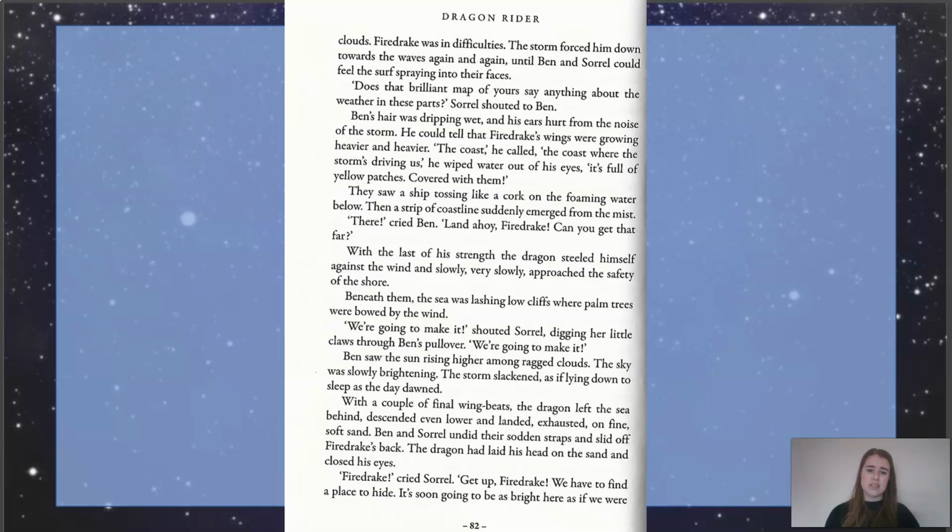Ben saw the sun rising higher among ragged clouds. The sky was slowly brightening. The storm slackened, as if lying down to sleep as the day dawned. So that's the word slacken. It's cooling off now. It's retreating.